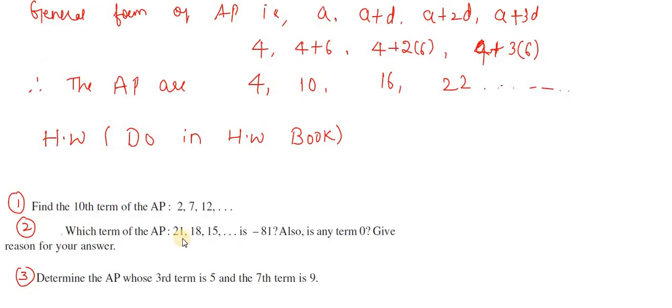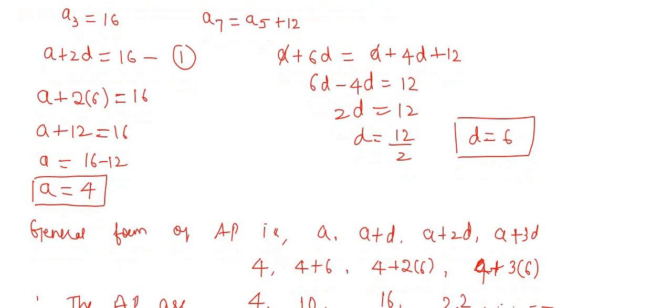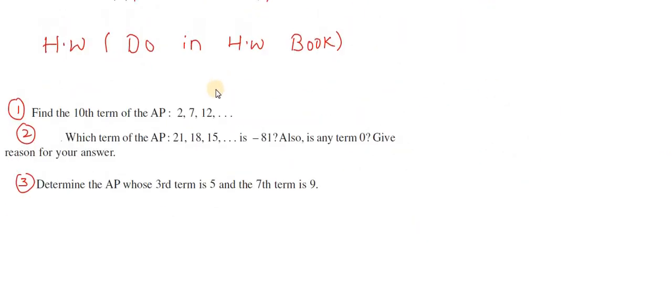Yes. All of you copy these notes what we did here in the classwork. After copying the notes, do these 3 problems in the homework book. Find the 10th term of an AP 2, 7, 12. And which term of the AP 21, 18, 15 is minus 81, and also is any term 0? They asked whether any term is 0, so you can take an equal to 0 and verify. First you find the n.